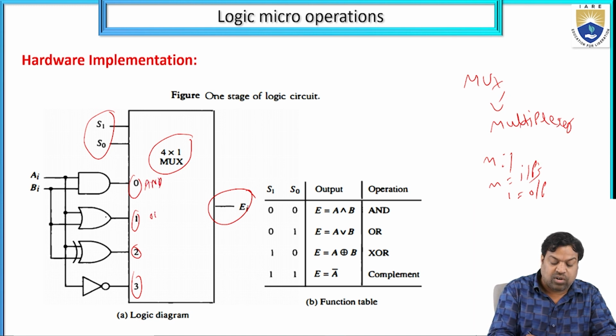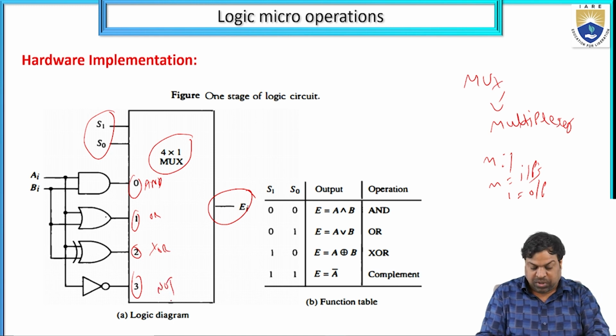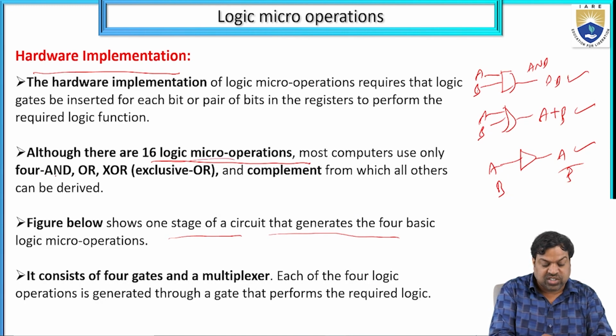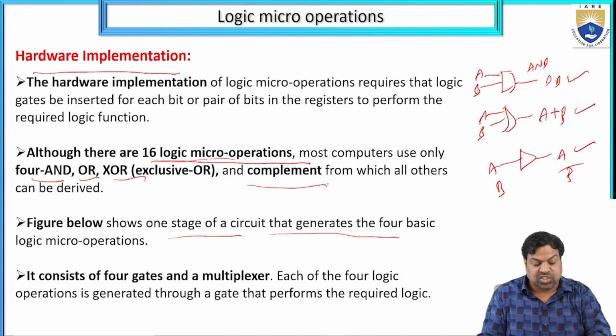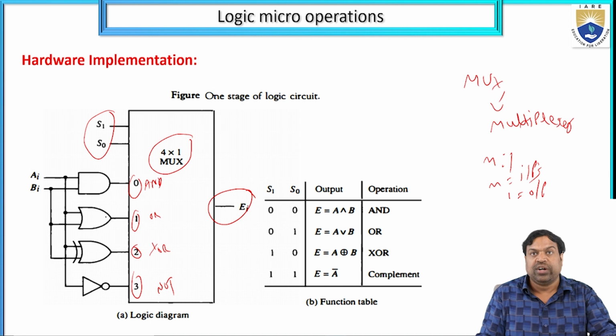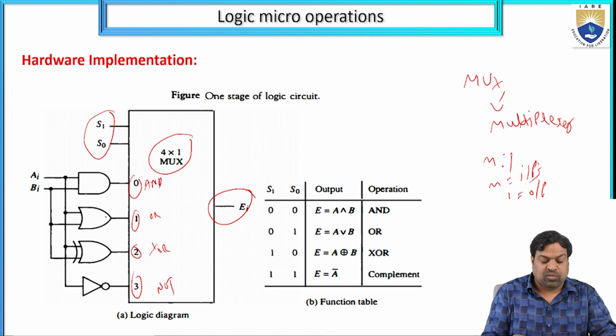AND, OR, XOR, NOT gate. So previously we discussed 16 logic gates of AND, OR, XOR, and the complement of each can be derived. That is a 4:1 multiplexer. So in this 4:1 multiplexer, how many inputs are there? 4 inputs: 0, 1, 2, 3, and I am taking AND, OR, XOR, NOT gates, and 2 switch conditions are there.